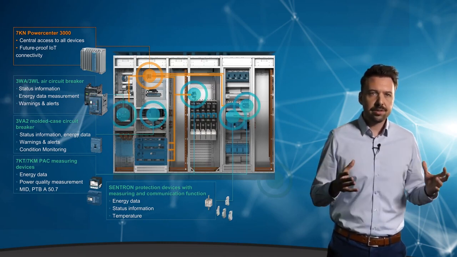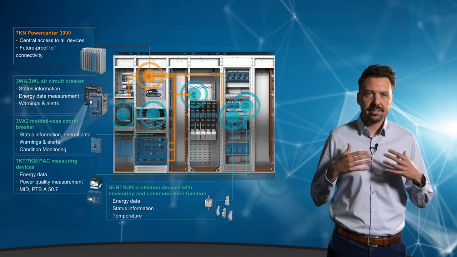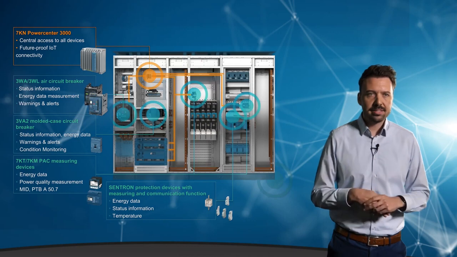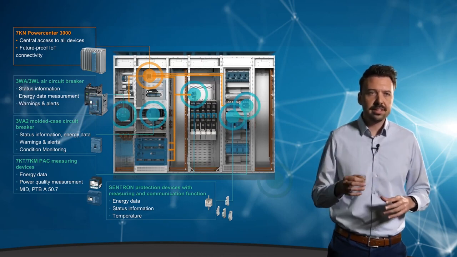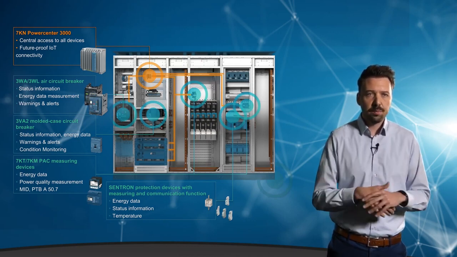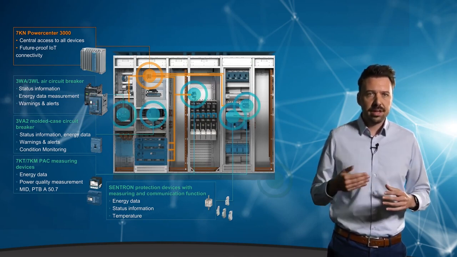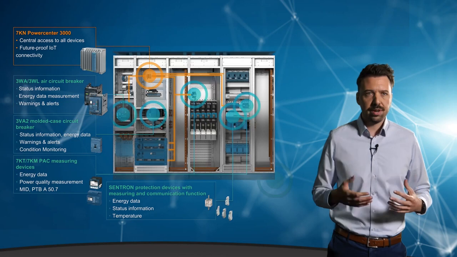Finally, there are various 7KN PAC measuring devices that can detect all relevant electrical variables. All this data can be accessed, visualized and analyzed with a single data concentrator, the 7KN Powercenter 3000. The Powercenter 3000 provides access to data from the protection, switching and measuring devices.